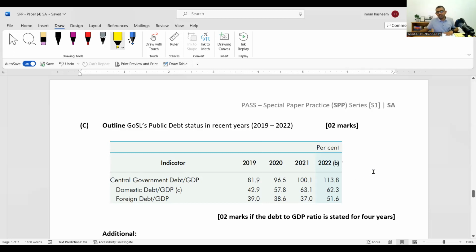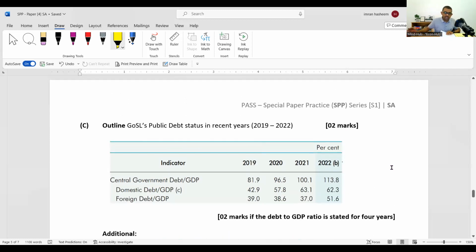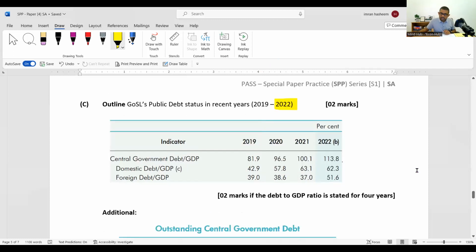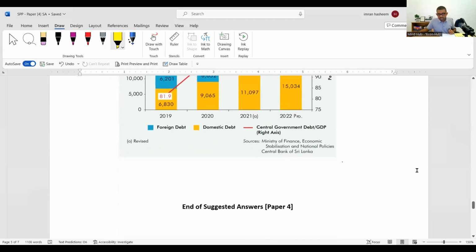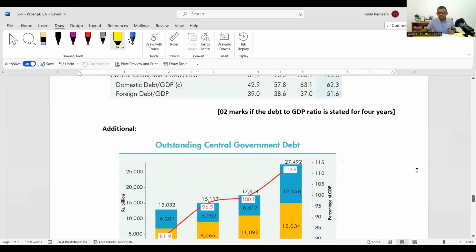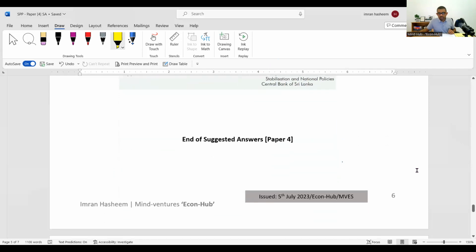I've taken these from the bank report because I asked up to 2022, just to make sure your knowledge is a bit updated. But up to 2021, if you know the debt to GDP ratios, that's good enough. Now, some of you might have remembered these values based on what you saw in the 2021 annual report.